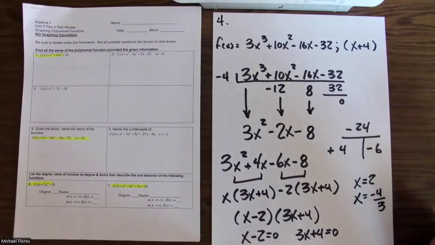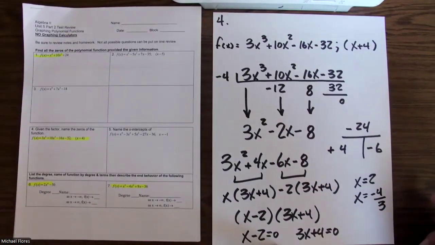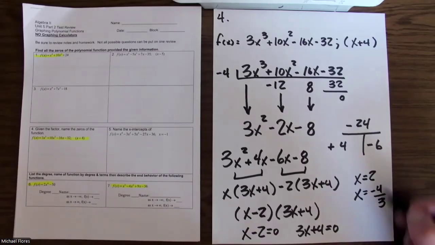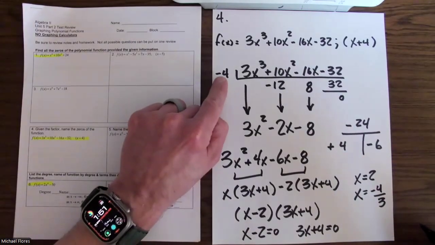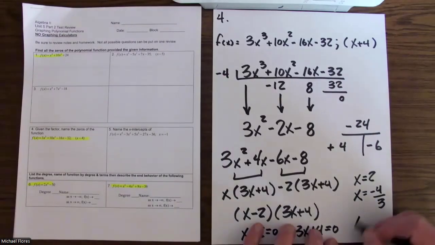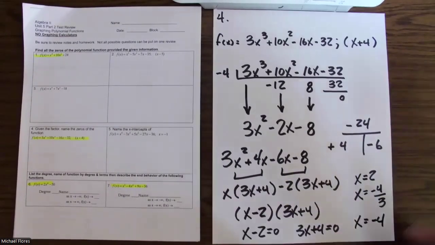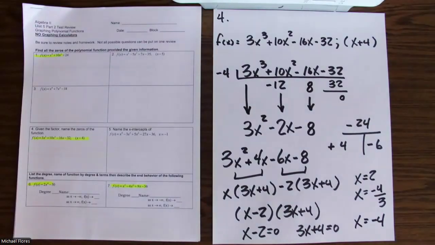Now, at the beginning, I told you we should have 3 solutions because this is a cubic function. I found 2 of them. Here's the other one. Remember what we divided by? Negative 4. Now we have found all of our solutions.